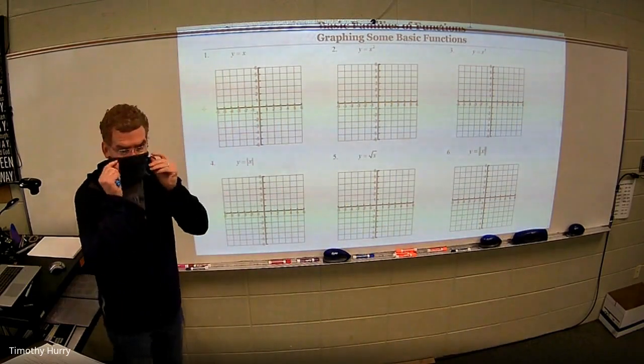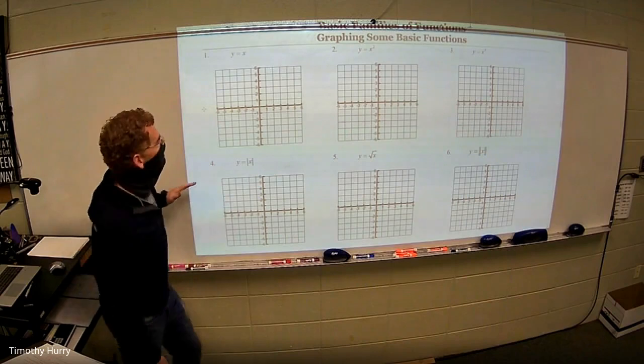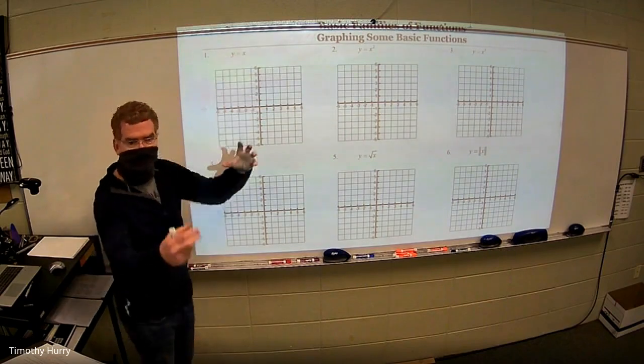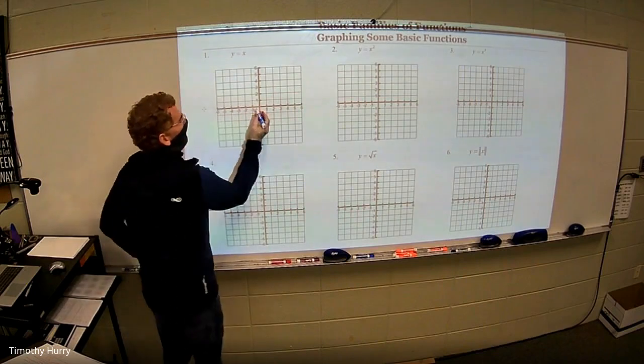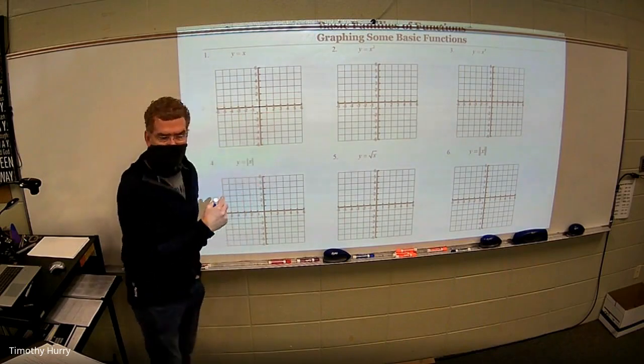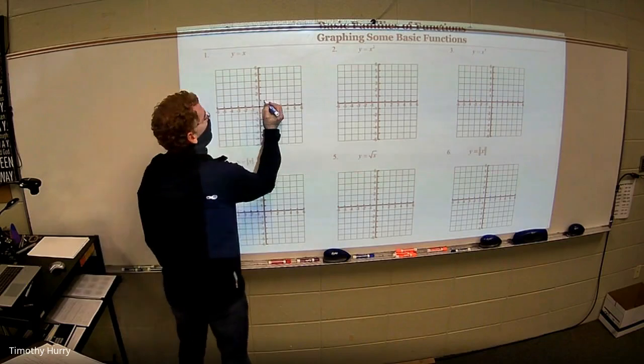What does y = x look like? Yeah, it's just a line, right? This is a linear function. This is the most basic of basic linear functions. It has a 0 x-intercept. The slope is 1, so you're just rising 1 and running 1.